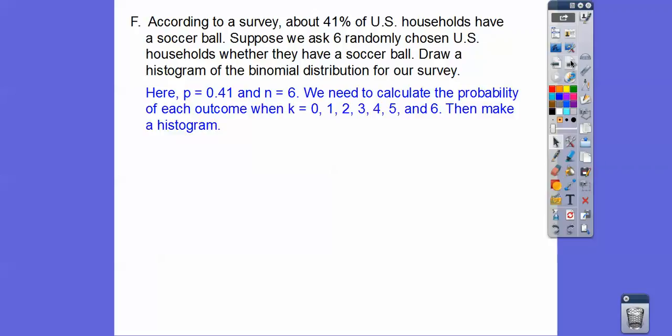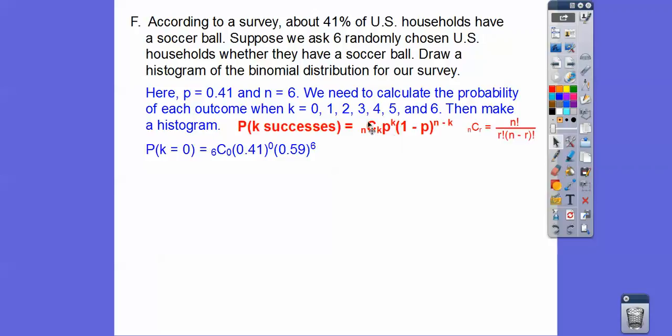Okay, so we need to calculate the probabilities. If we're going to do a histogram on this, we need to find each probability: of the 6 randomly chosen households, what's the probability that none of them had a soccer ball, or that one of them did, that 2 did, 3 did, 4 did, 5 did, 6 did. It could change if you picked a different 6 houses, but these are the probabilities right here. So we're going to use that formula on each one: nCk, p to the k, 1 minus p to the n minus k power.